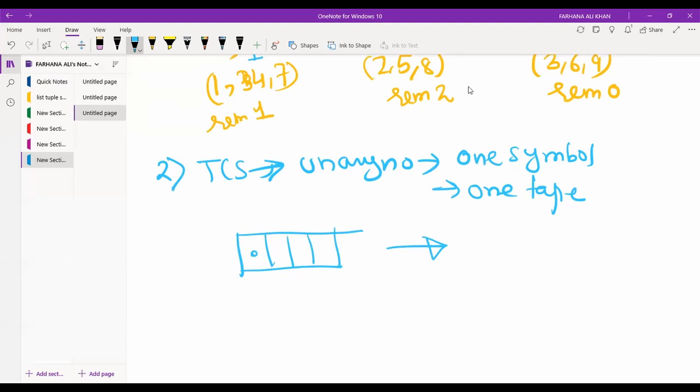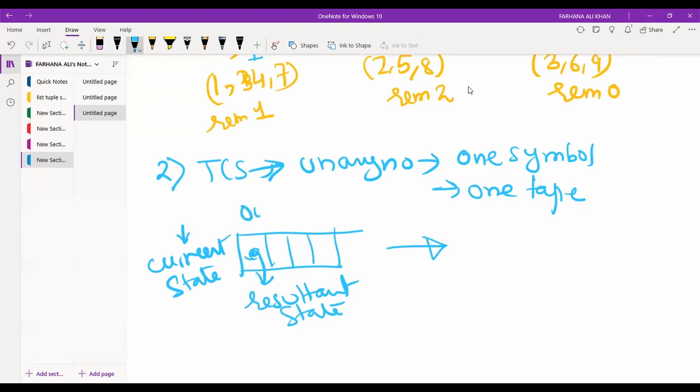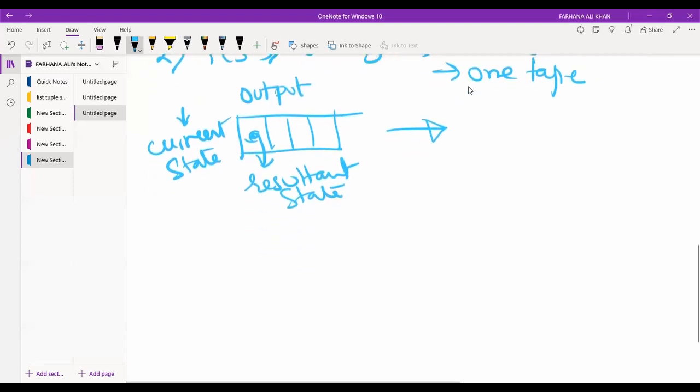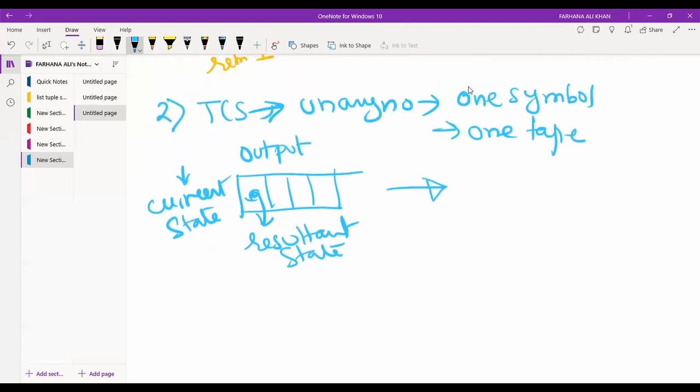Each cell is going to read only single symbol. Here we are going to write the current state, and on reading this input, it will go to the resultant state, and it is going to generate some output here. So output will write on the top. So this is how your tape will look like. As we are having only one symbol here, there will be only one tape.